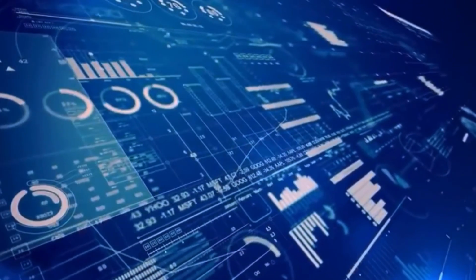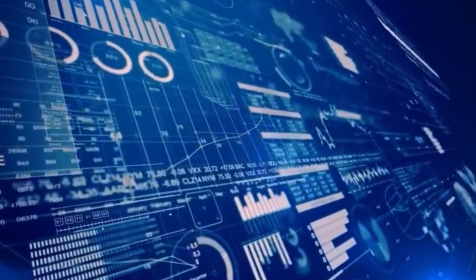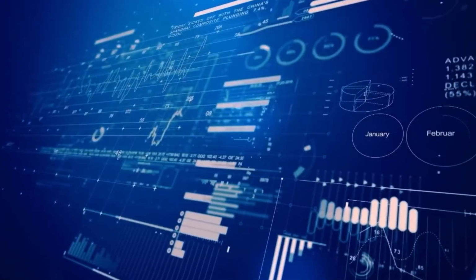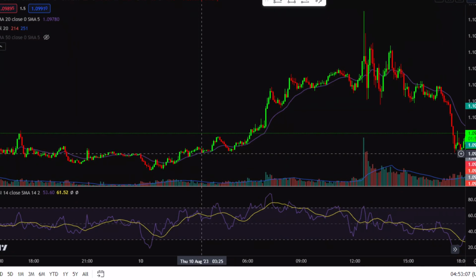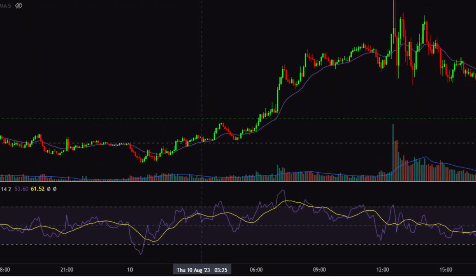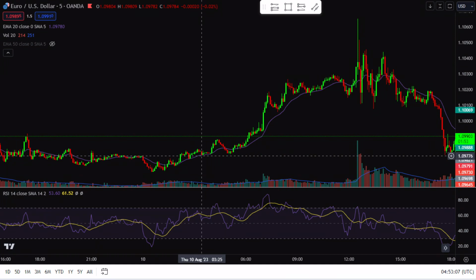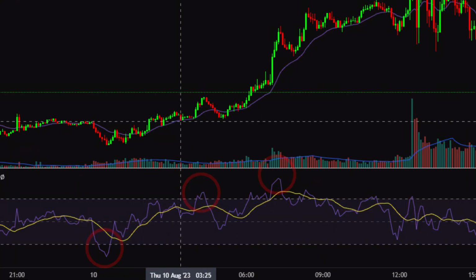Now that we have the indicator on our pair in TradingView, we will look out for a few things to identify a potential trade setup. The first thing we're looking for is the RSI crossing the overbought or oversold area. So we're either looking for it to go above 70 or below 30.